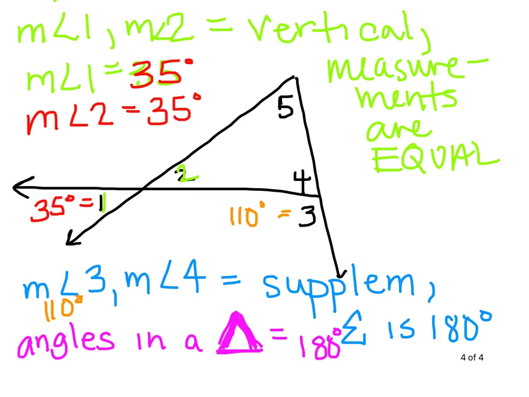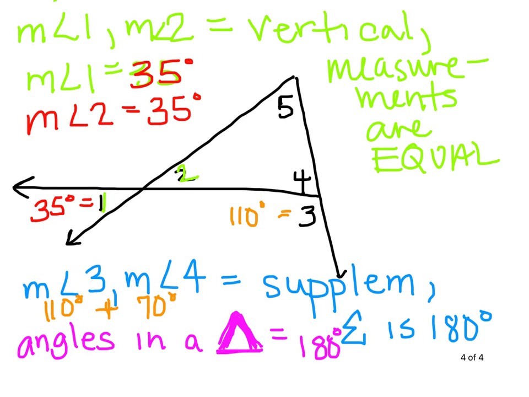Shh, Nala. Sorry. All right, so the measurement of angle 3 is 110 degrees. So what would be the measurement of angle 4? 70, good. 70, very good. And just to reiterate, because supplementary angles add up to be 180 degrees.